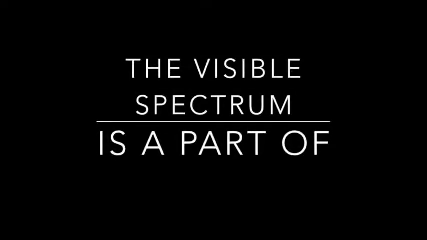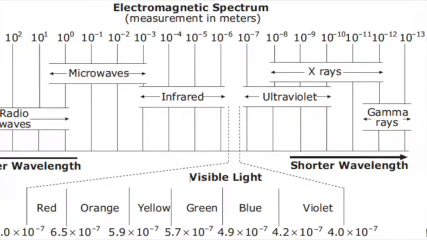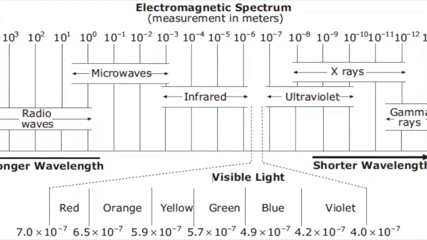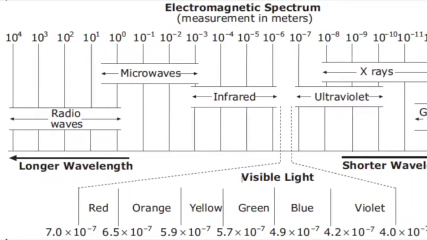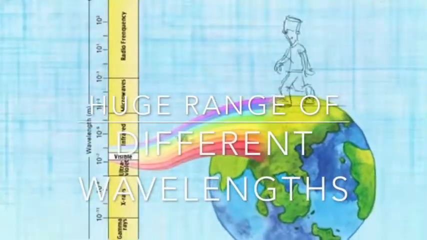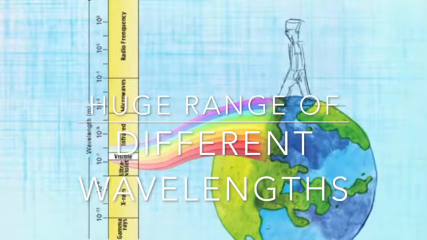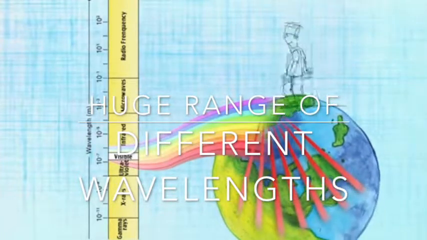The visible spectrum is a part of the larger spectrum called the electromagnetic spectrum. You can see this on the table. The table has gamma rays, X-rays, ultraviolet light, infrared light, and visible light is also on that entire spectrum. They're all a huge range of different wavelengths.